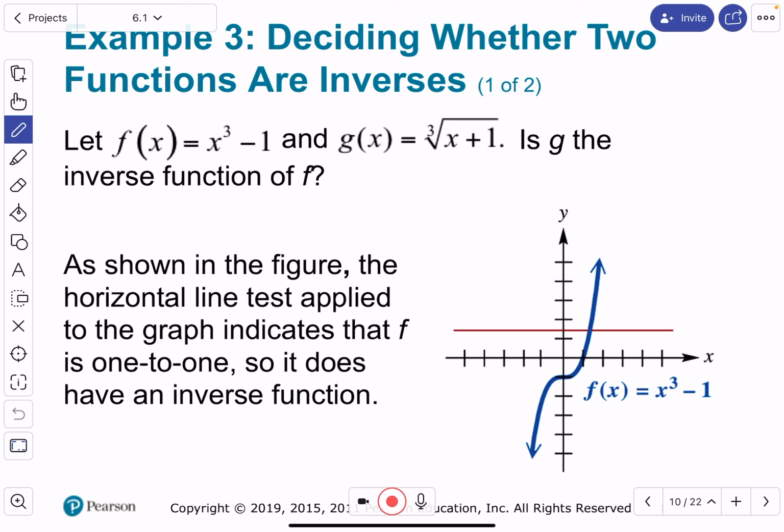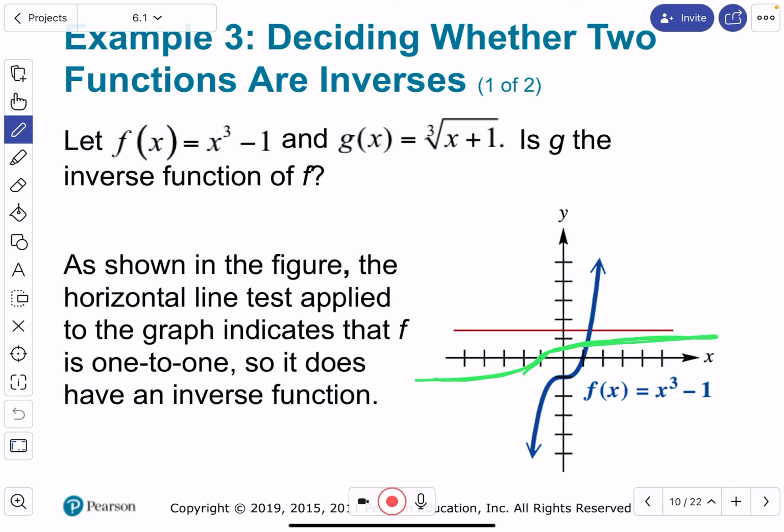Okay, so if I graph the cube root of x plus 1, it would look like this. Like that. I'm not the greatest drawer. So is that the inverse? Well, we can find out by plugging it in.